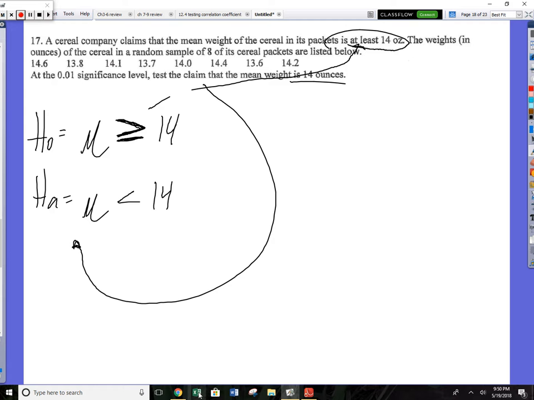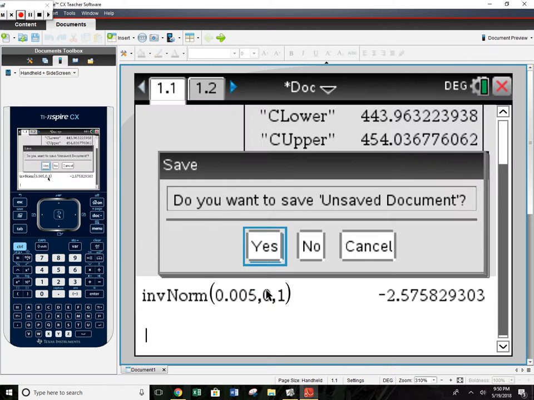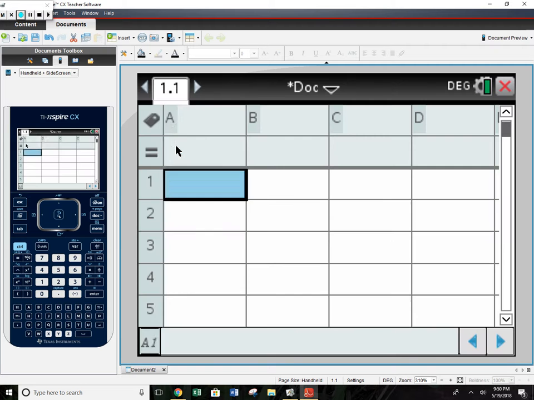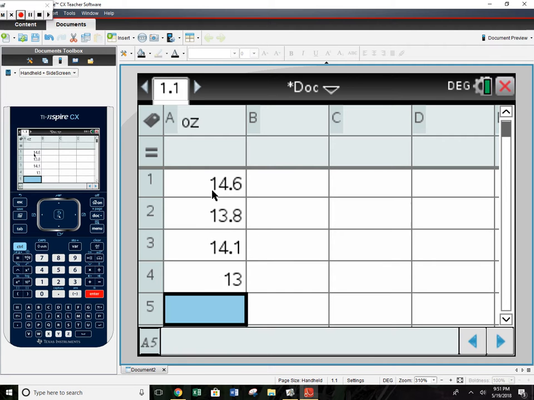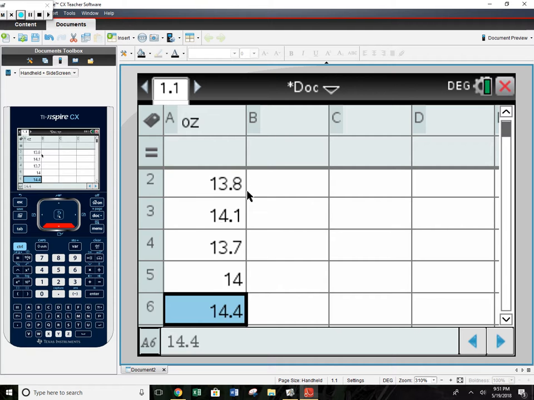Okay, so now on your calculator, I'd probably just do a new document. Don't save any changes. We're going to add a list. We'll name it ounces, and now we've got to punch them in. 14.6, 13.8, 14.1, 13.7, 14, 14.4, 13.6, 14.7. They're not giving you very many entries. We've got 8 entries here. Double check them: 14.6, 13.8, 14.1, 13.7, 14, 14.4, 13.6.